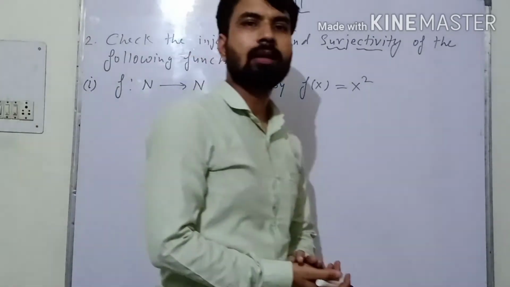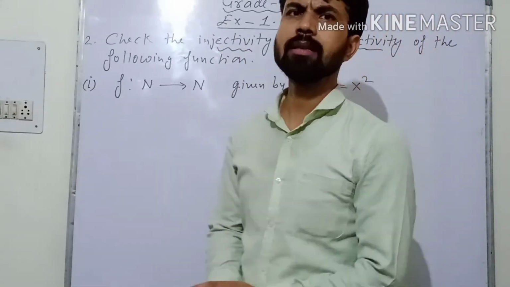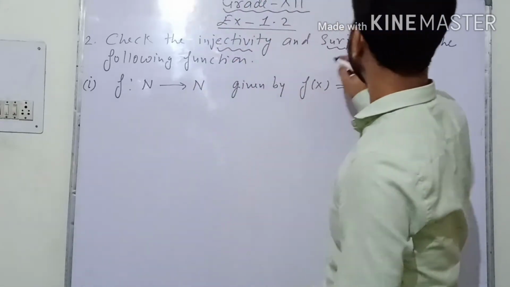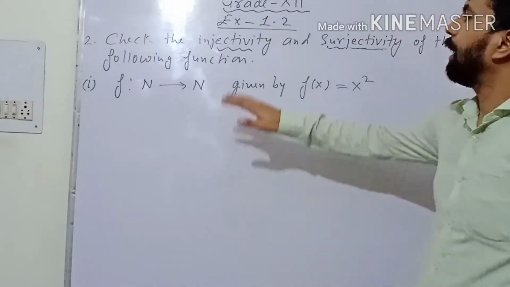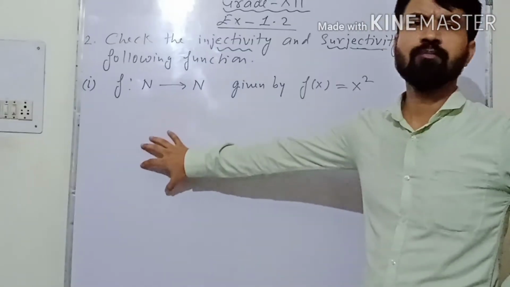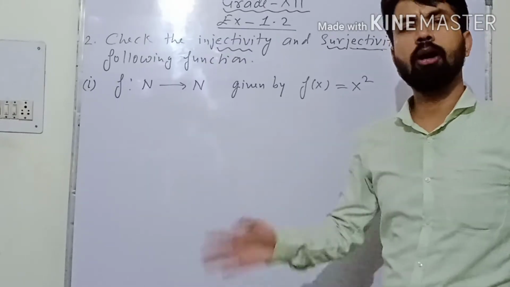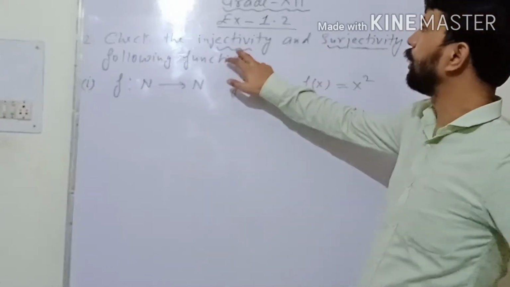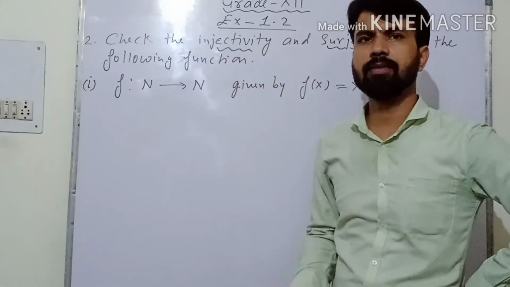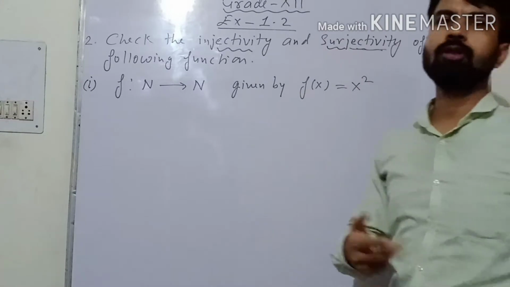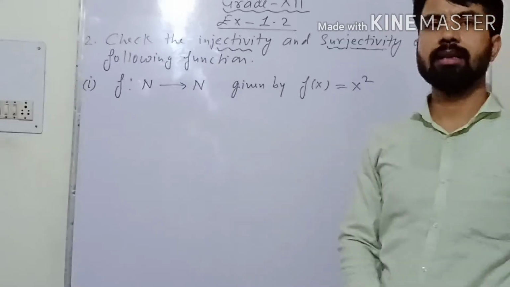In the last video, I told you what injective functions are. Injective functions means one-one functions. And surjective functions means onto functions. So we have to check whether the given function is one-one and onto or not. Don't be confused: injectivity means we check whether the function is one-one, and for surjectivity we check whether the function is onto. The process will remain the same as the previous question.